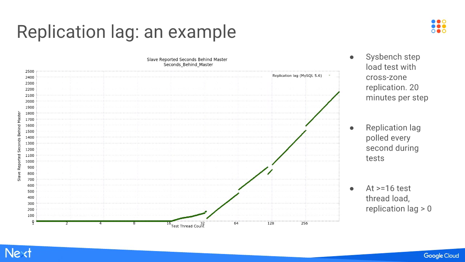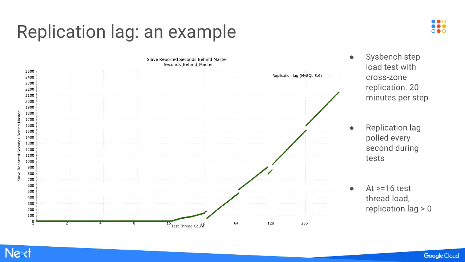On the x-axis is the test thread count. We run from 1, 2, 4, 8, all the way to 256 threads. On the y-axis is the slave-reported seconds behind master. You can see on this graph, when you run the test load from 1 to 8 threads, we're okay. We pretty much don't have any replication lag. It's pretty much close to 0.